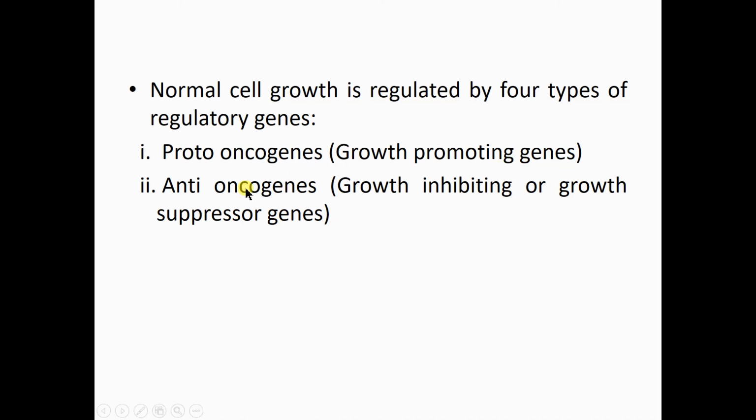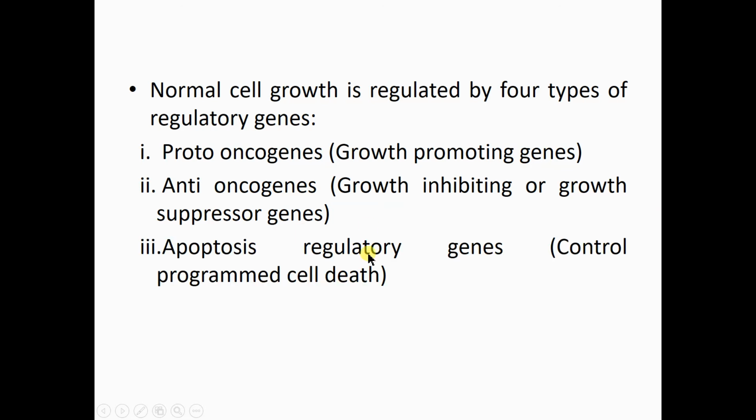Another group is the anti-oncogenes. They prevent the growth of the tissue, prevent cell cycle division and prevent mitosis, so that the cell cannot divide into two daughter cells. So they are also known as growth inhibiting or growth suppressor genes.